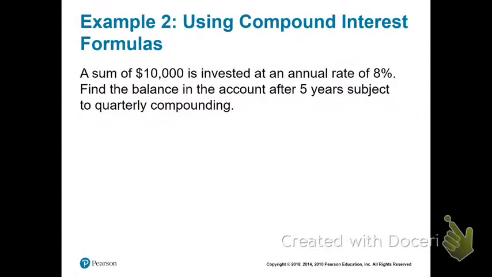All right, so example 2 says a sum of $10,000 is invested at an annual rate of 8%. Find the balance in the account after 5 years subject to quarterly compounding. Because it doesn't say continuously compounded, it says quarterly, that's the first formula. So we're going to use the fact that A is equal to P times 1 plus R over N raised to the NT. A sum of $10,000 is invested. That's how much we're putting in at the very beginning, so that is our P.